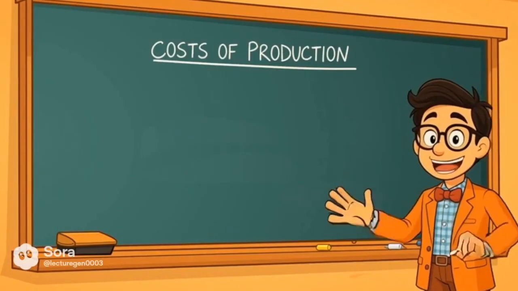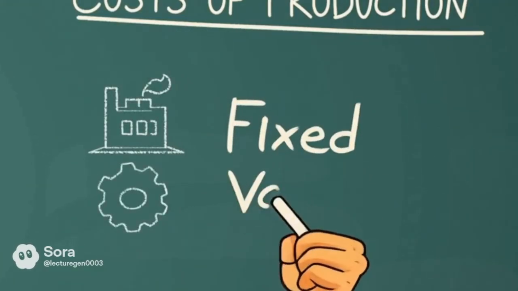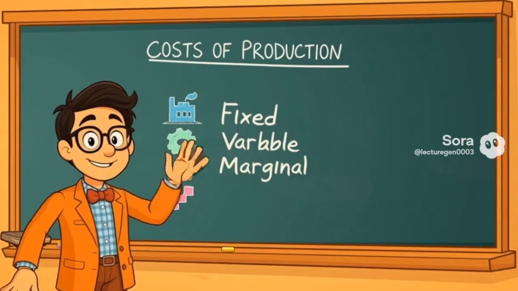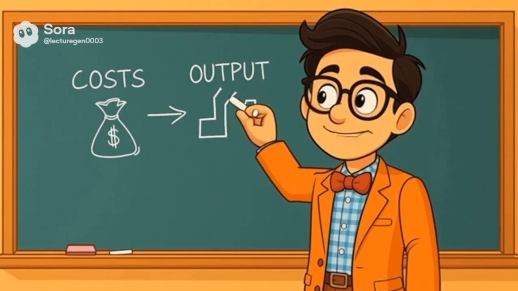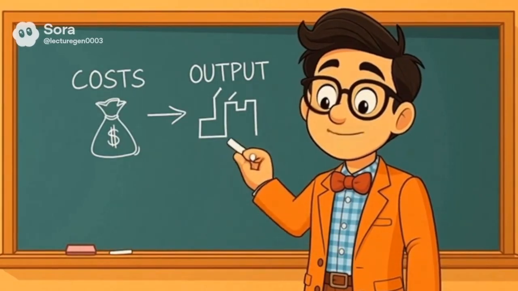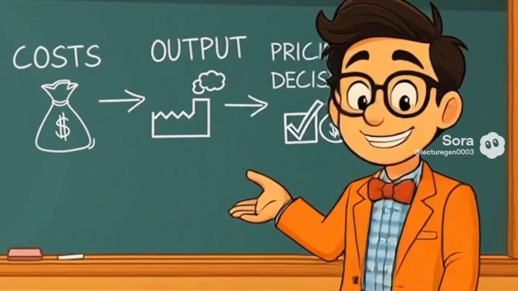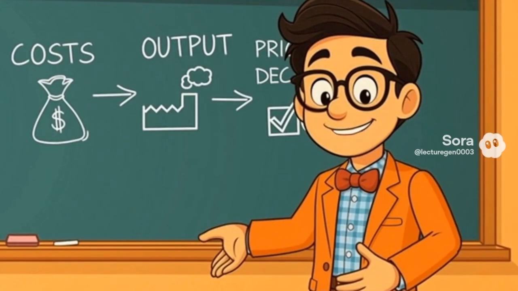Hello everyone. Today we're exploring how firms measure their costs of production, specifically fixed, variable, average, and marginal costs. These concepts help firms understand how costs behave as output changes, and they're key to making efficient production and pricing decisions.